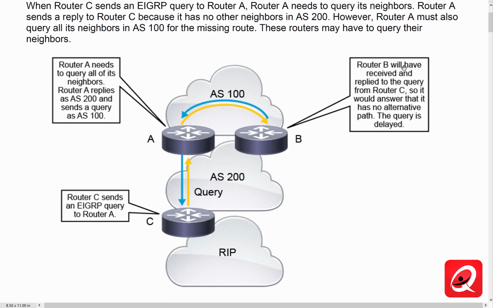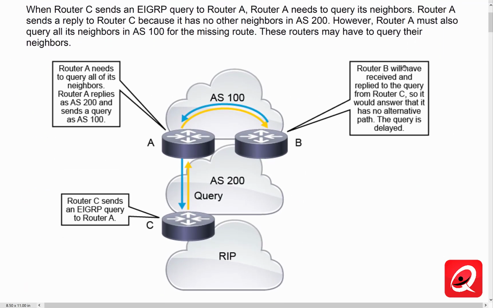Let's talk about the query process. Now, I already mentioned this before. A query is sent when I lose my successor and I don't have a feasible successor. So let's say router C sends an EIGRP query to router A. Router A sends that query to its neighbors. That's how queries work. You query me, I query my neighbors, they in turn query their neighbors, and so on. All right.